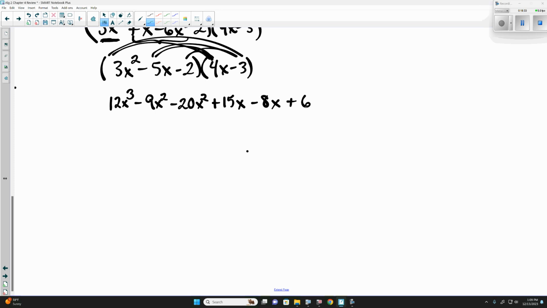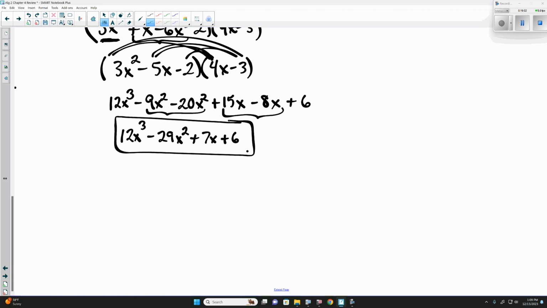And lastly, we combine like terms. 12x cubed, negative 9x squared minus 20x squared. When we add or subtract, the variables stay the same. 15x minus 8x plus 7x plus 6.